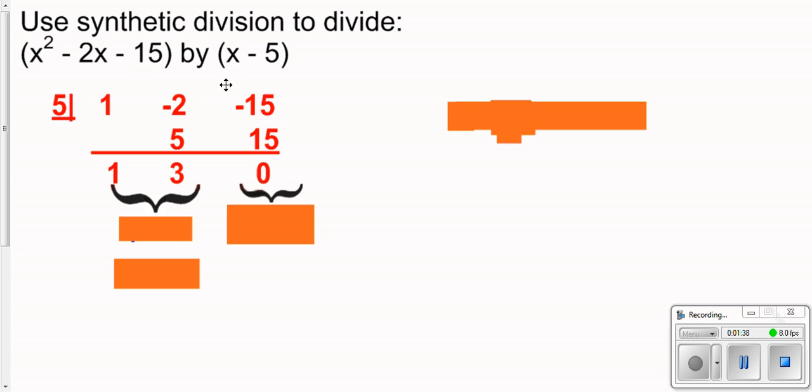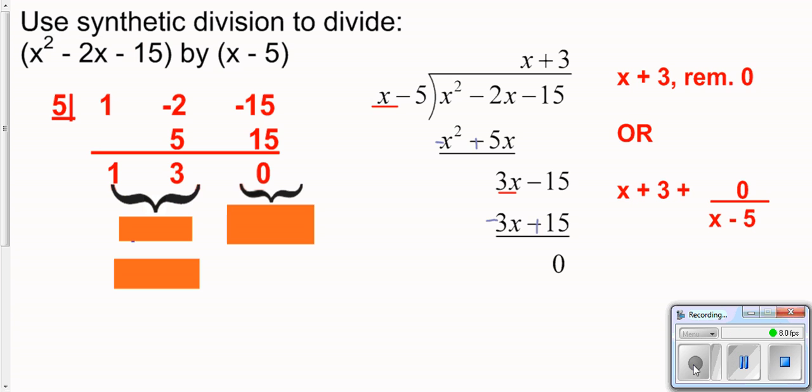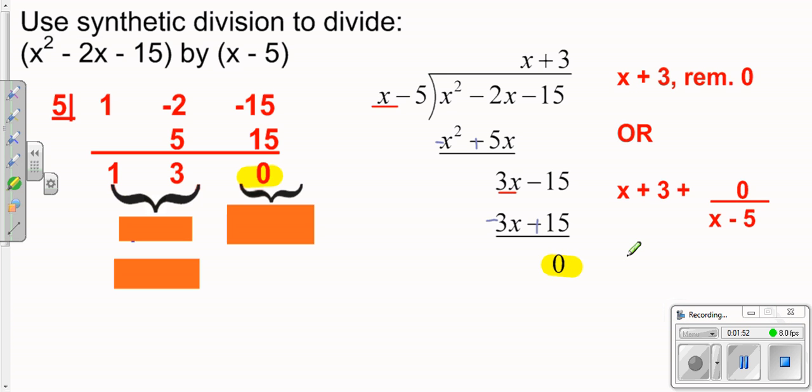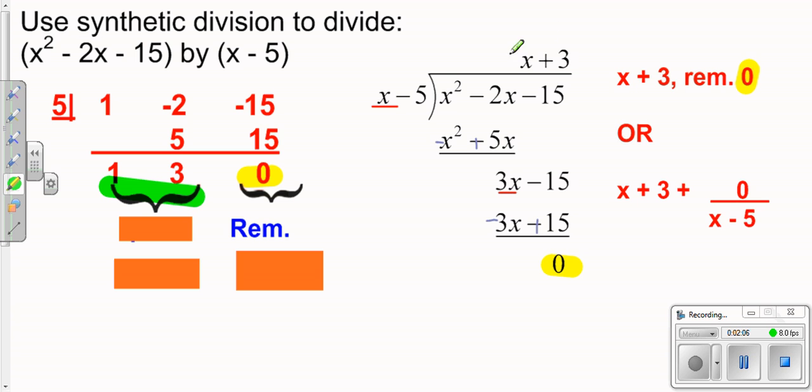Now, we did this problem a little bit ago, a few slides back. So here's that problem we did a few slides back. Now, notice this 0 right here ends up being the same as our remainder. So the last number here is your remainder. These right here end up being the numbers for our quotient.